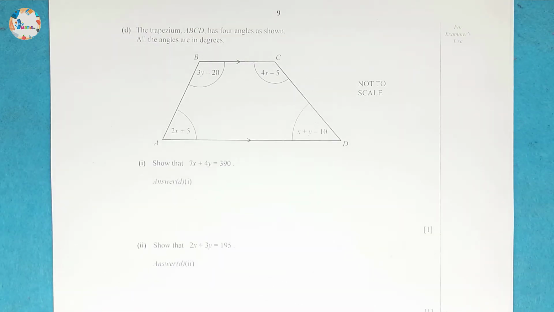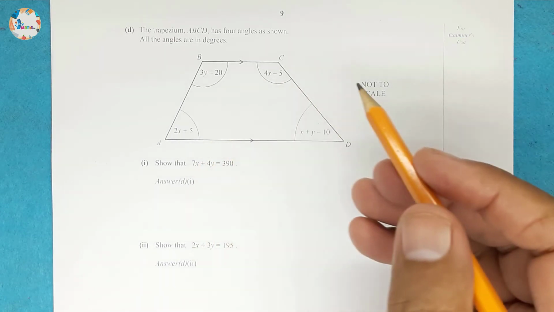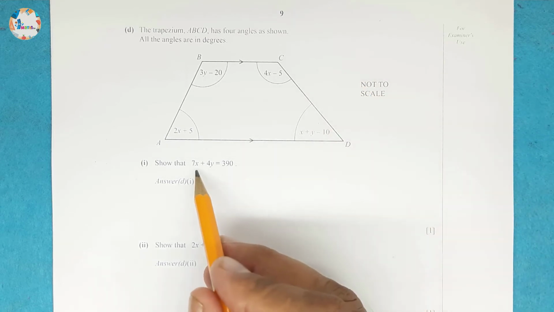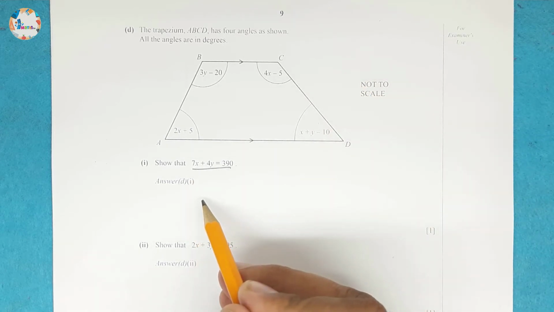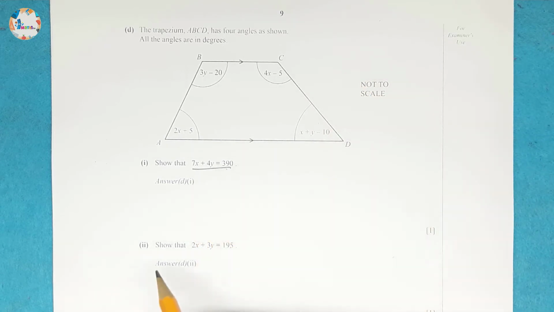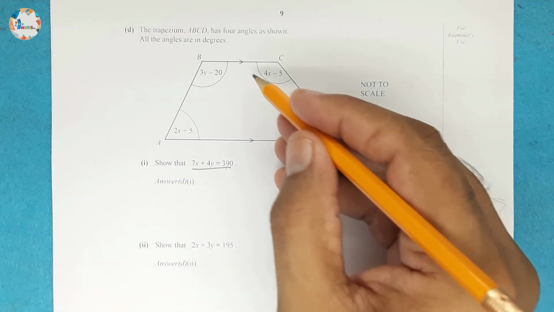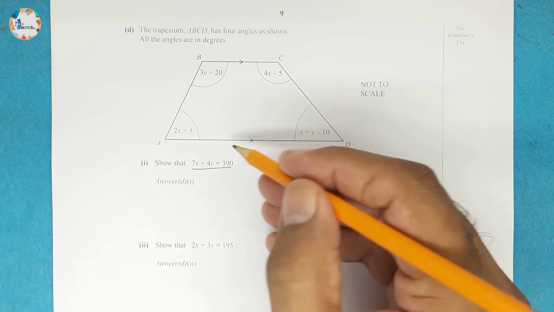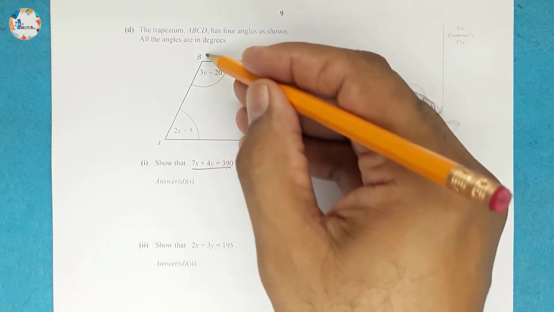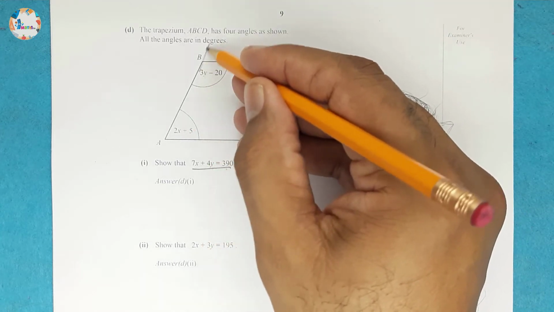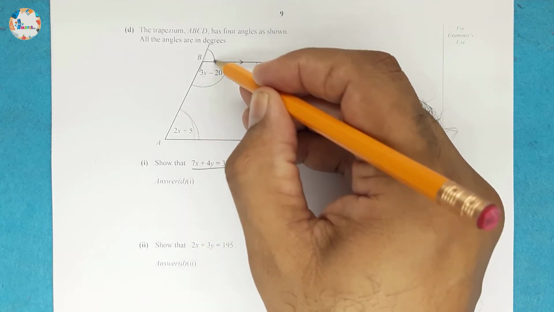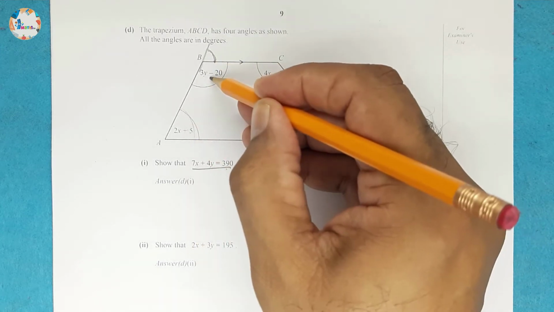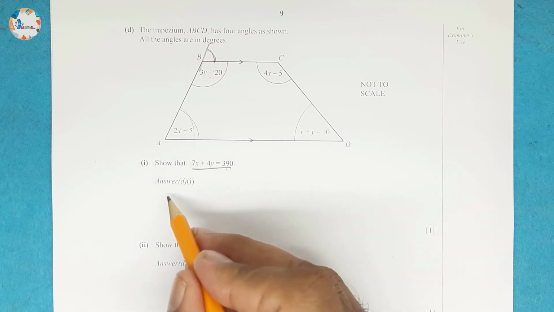Part D, the trapezium ABCD has 4 angles as shown. All the angles are in degrees. Show that this is equal to this one. So we have to show, because these two lines are provided as parallel. So basically this one and this one, if we extend this, this angle is equal to this angle. So this angle plus this angle will add up to 180 degrees.